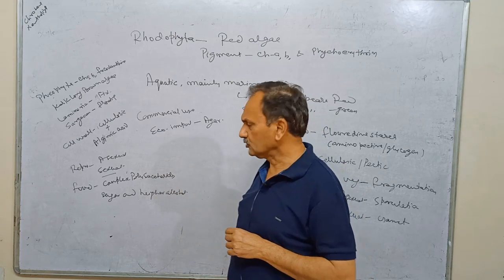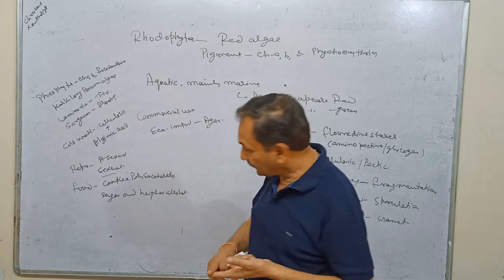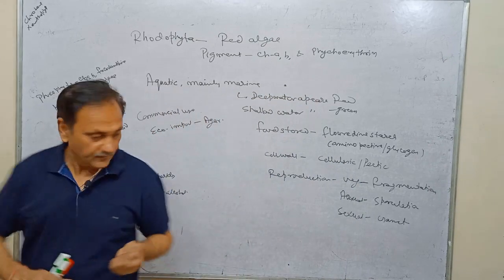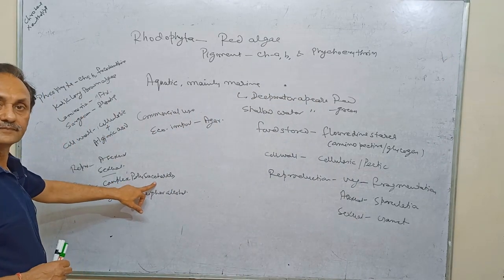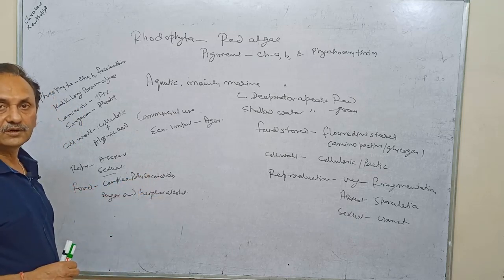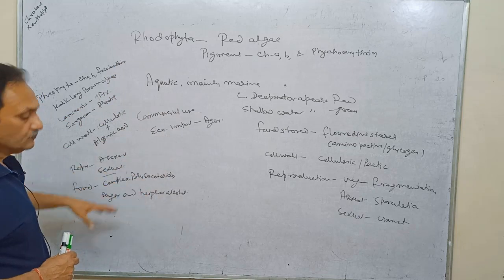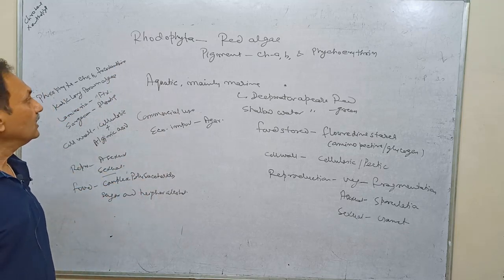Of course, it also reproduces by asexual and sexual reproduction, and their food reserve is in the form of complex polysaccharide, that may be sugar or higher alcohol. That is all about the algae. Now in the next lesson we will discuss the Bryophyta.